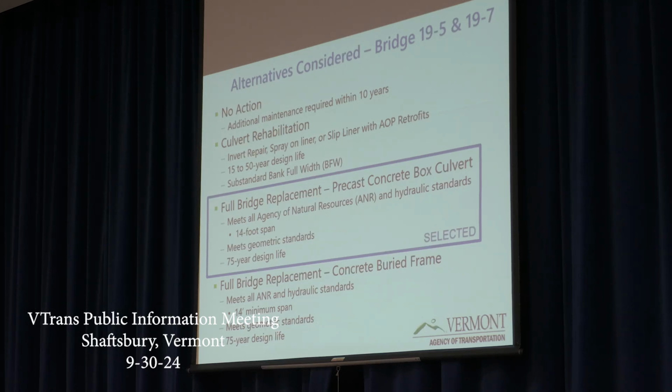Our selected alternative is the full bridge replacement with a precast concrete box culvert. This meets Agency of Natural Resources and hydraulic standards and would be a 14-foot span structure, 14-foot width. And that gets us about a 75-year design life. We did consider a full bridge replacement using a concrete buried frame, which is a 3-sided structure with an open bottom. That too meets all of the Agency of Natural Resources and hydraulic design standards. It has a similar design life, but it is more costly and takes longer to construct.